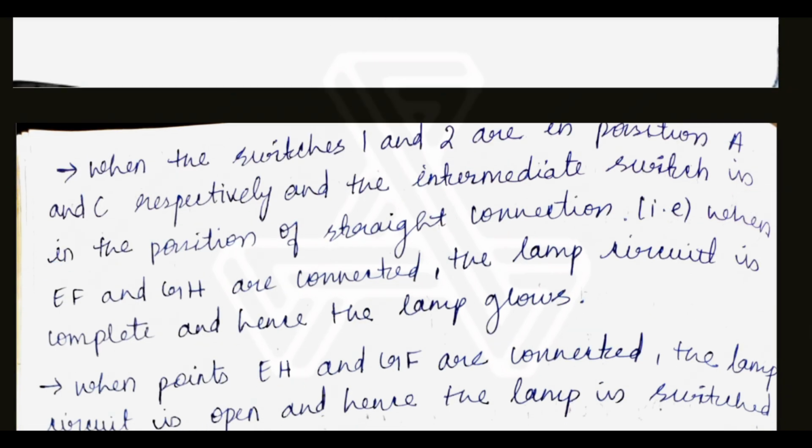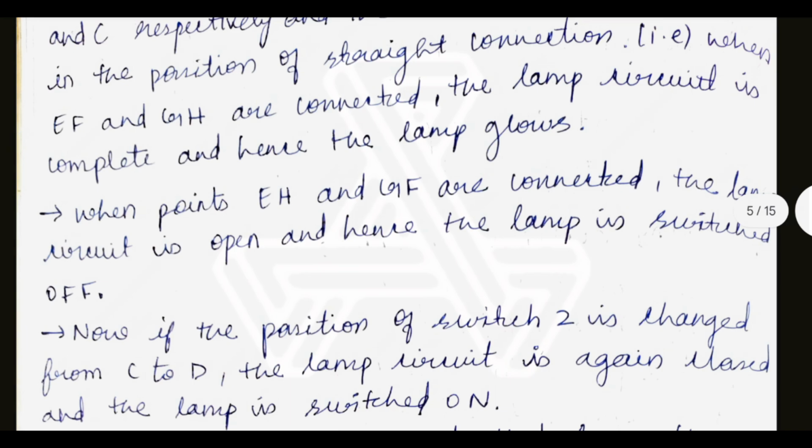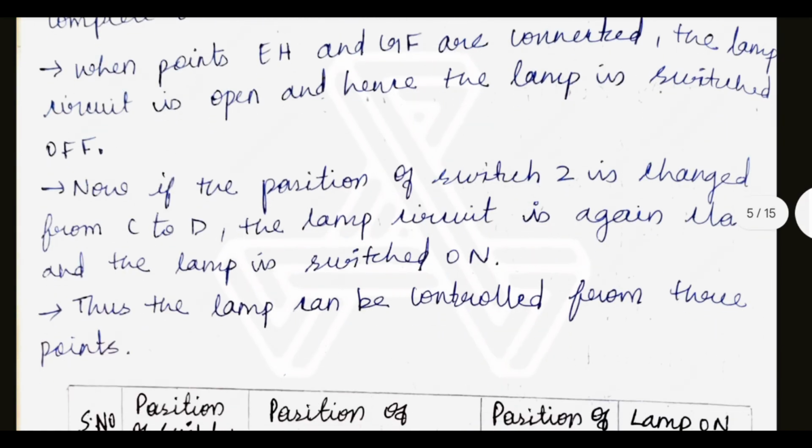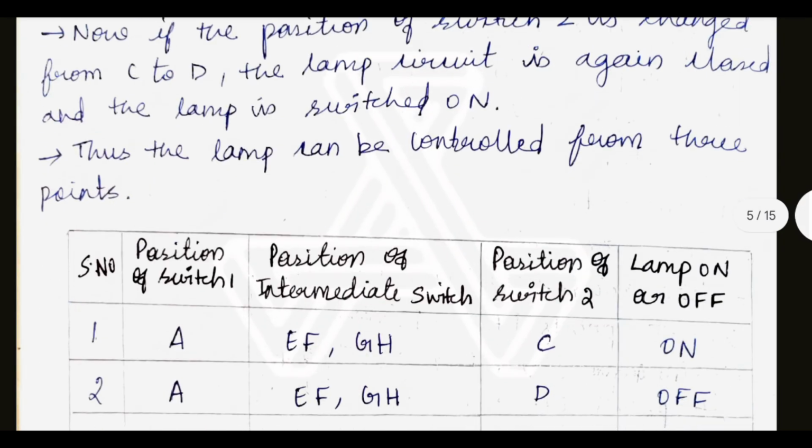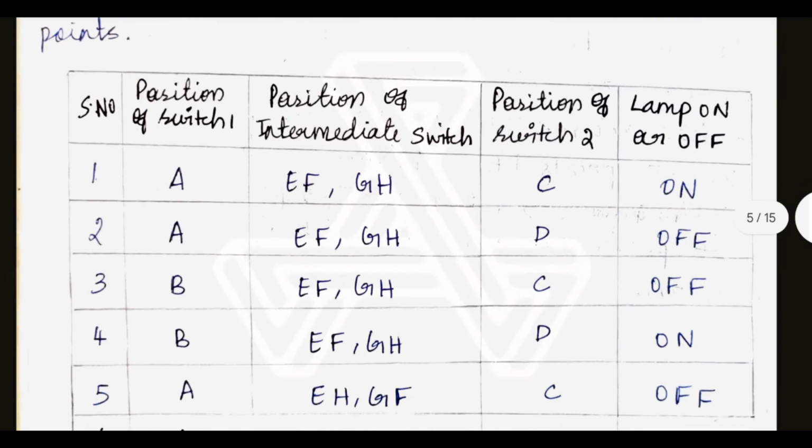When switches 1 and 2 are in position A and C respectively, and the intermediate switch is in the position of straight connection, when EF and GH are connected, the lamp circuit is complete and hence the lamp glows. When the points EH and GF are connected, the lamp circuit is open. Hence the lamp is switched off. Now if the position of switch 2 is changed from C to D, the lamp circuit is again closed. The lamp is switched on. Thus the lamp can be controlled from 3 points.